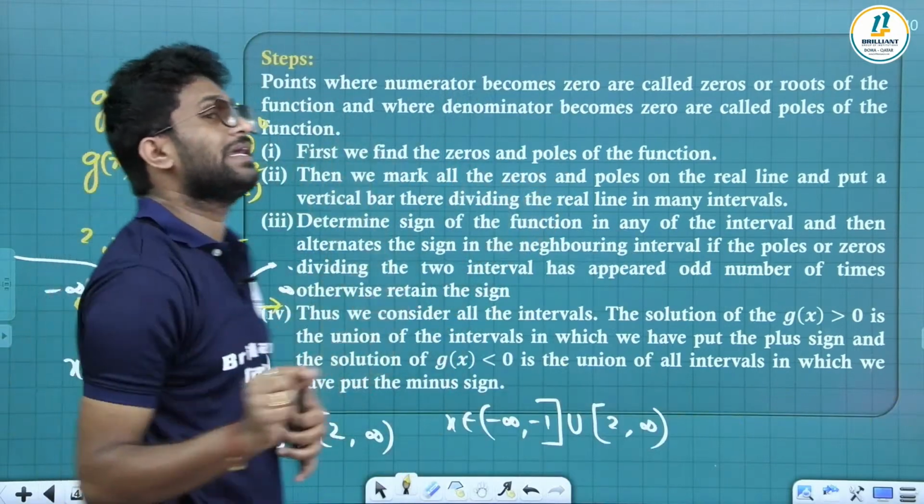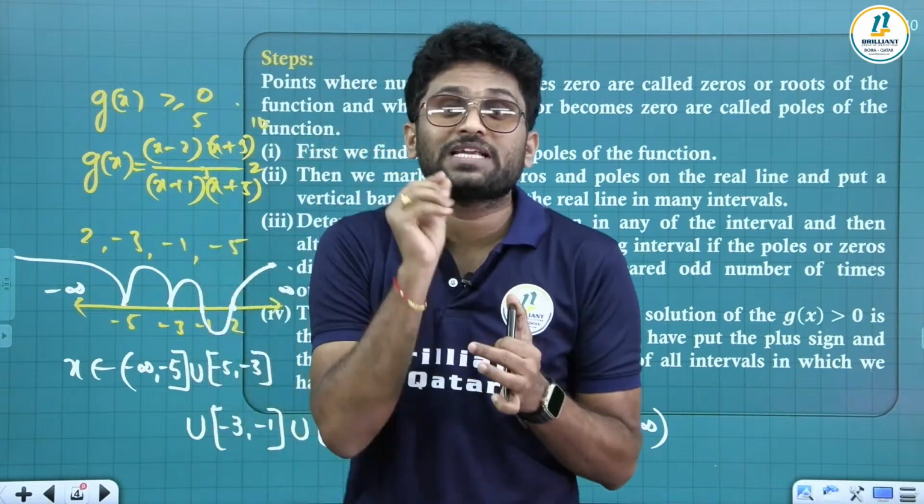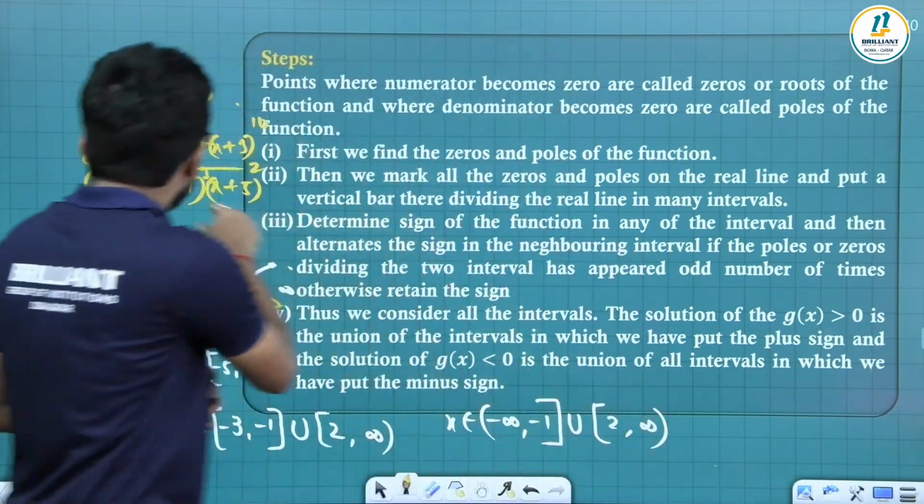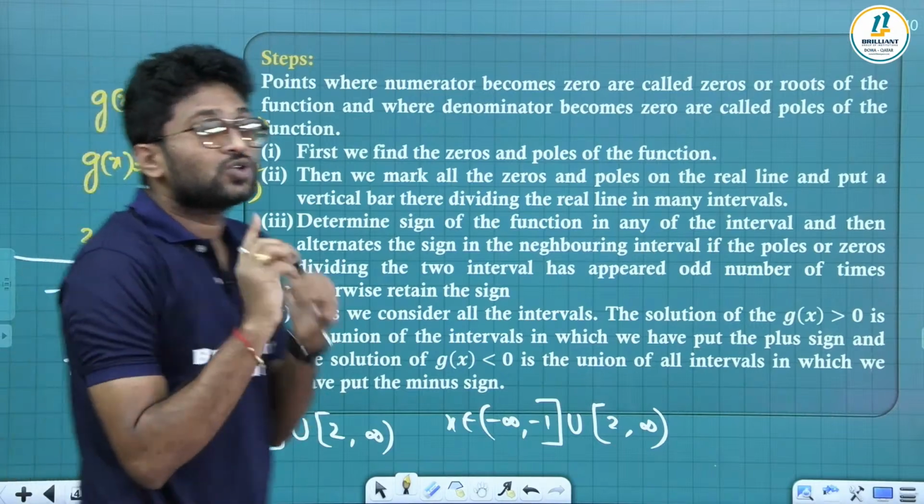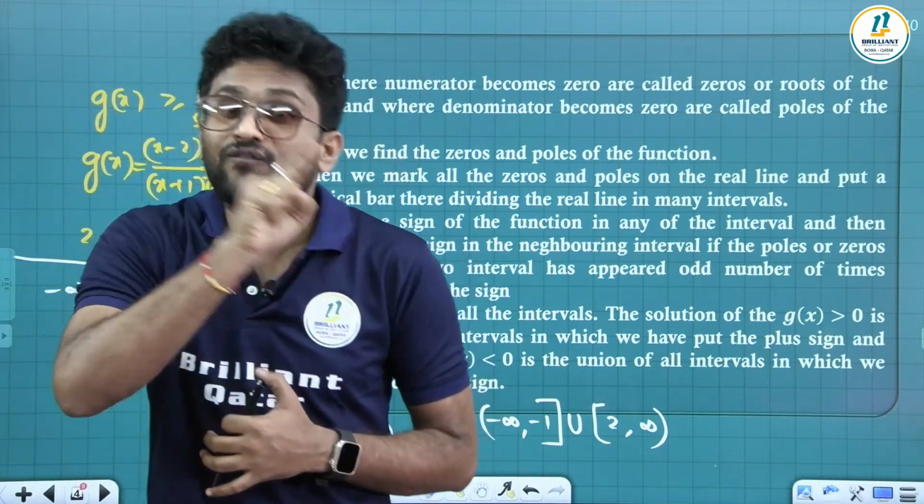Denominator poles shouldn't be included. That means the denominator values -1 and -5 should never be included in the solution.